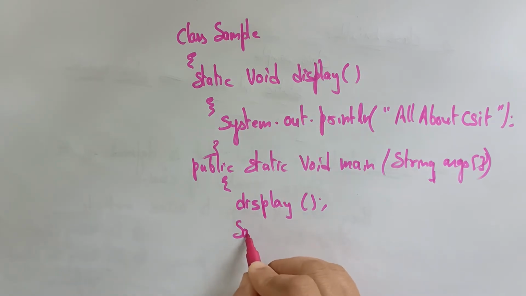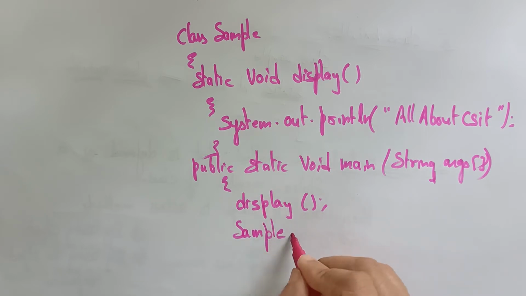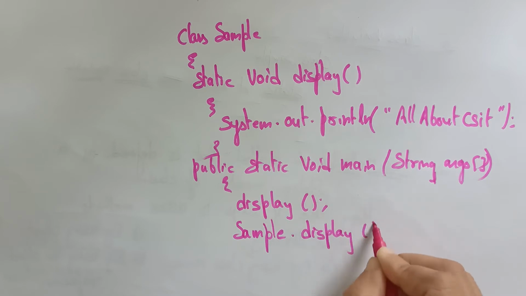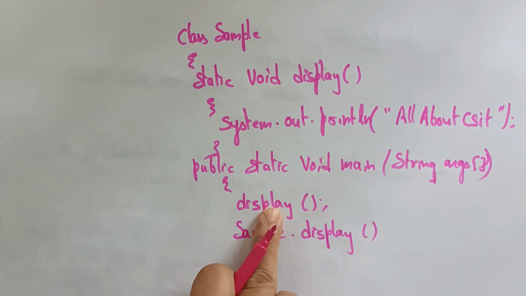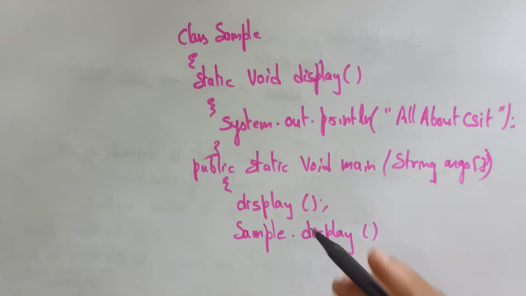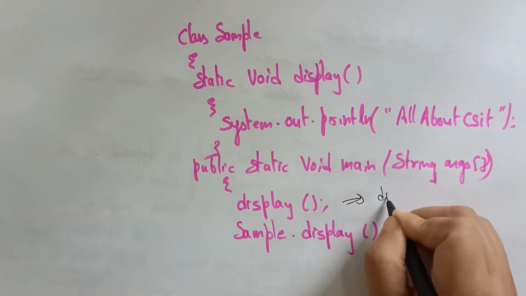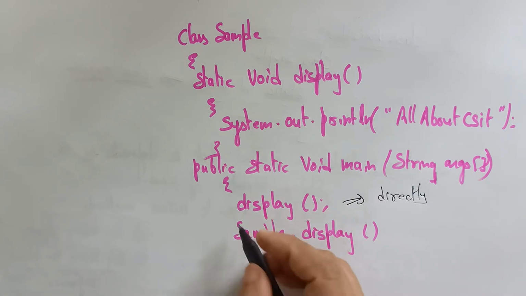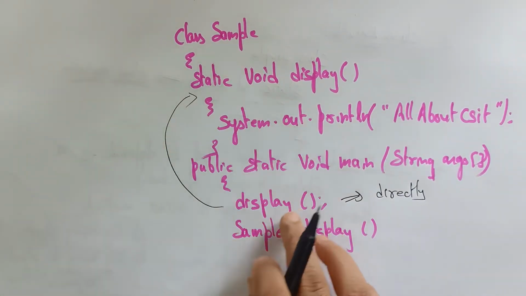And next, by using an object reference. Simple.display. Sorry, by using an object. This is directly. This is by using object. Simple.display is just simply by using the class name. So this is, I'm accessing directly. A class method can be accessed directly. So this method I'm accessing directly.